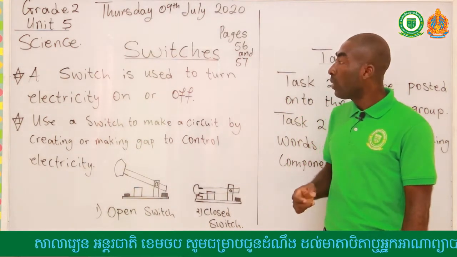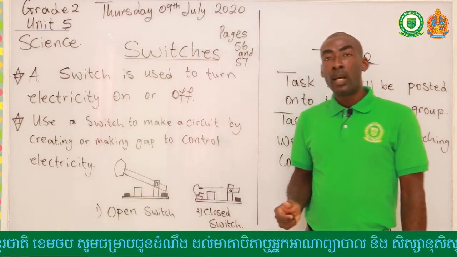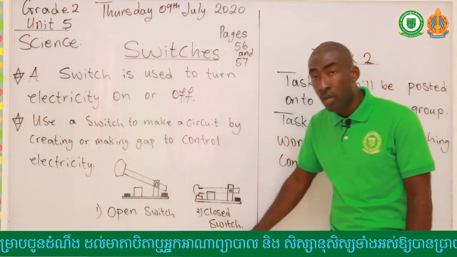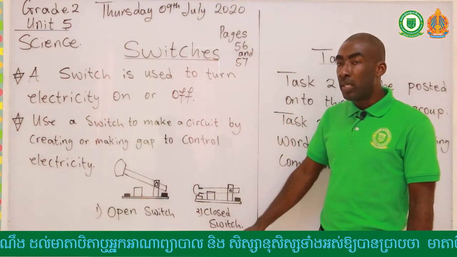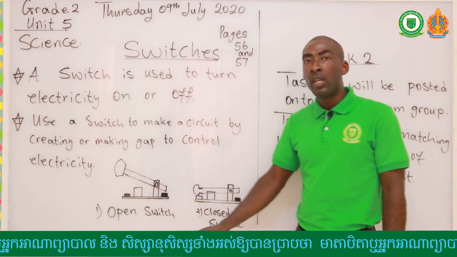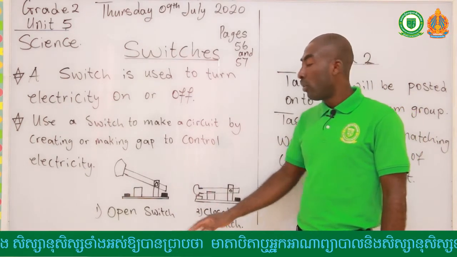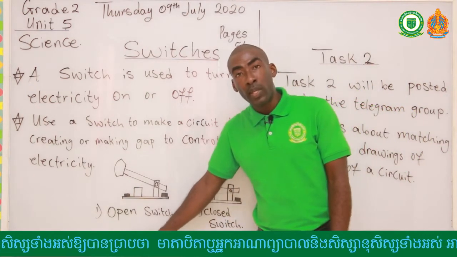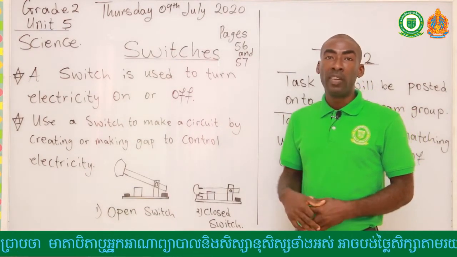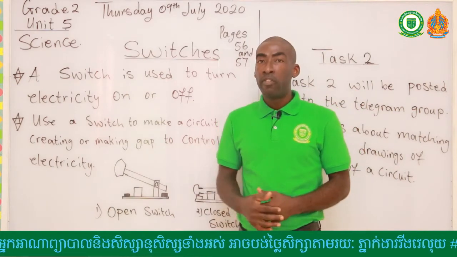Okay, one other thing that you should also know is that when you leave your switch closed all the time, it means that there is still flow of electricity. So whenever you finish using a device or a gadget, you should leave your switch open so that there will be a cut in the flow of electricity and you can save electricity for the future.